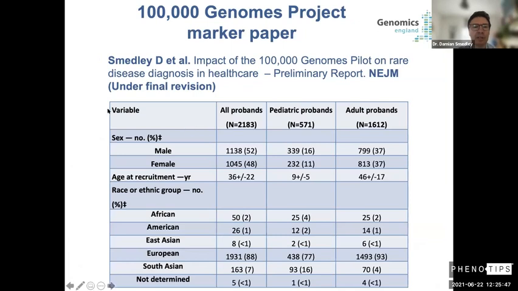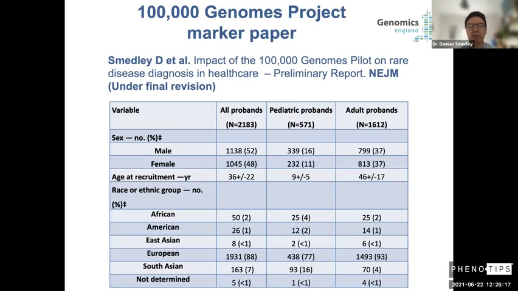And I'm going to switch gears a bit here to present some of the results from the 100,000 Genomes Project pilot paper. This is very much going to be the landmark marker paper for the rare disease side of the project, and we're hoping it will get accepted in New England Journal any day now. Essentially, we describe the results for the first 2,183 probands that form part of our pilot, and we find very similar results already for the whole project.